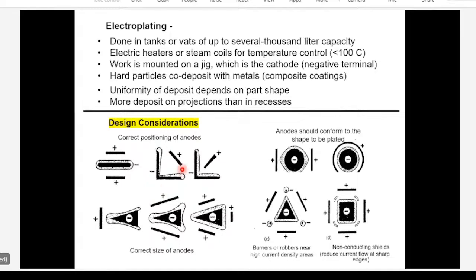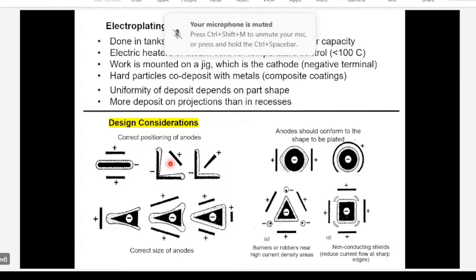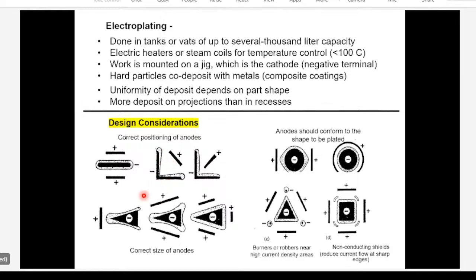Some design considerations here. The shape of the anode and the positioning of the anode should match the surface that you want to plate. So if you have this kind of a surface, you may not get a uniform deposition on these ends here. If you have an L-shaped section, if you position the anode like this, the inside corner will not get much deposition. But if you change the orientation of the anode, deposition is thicker.